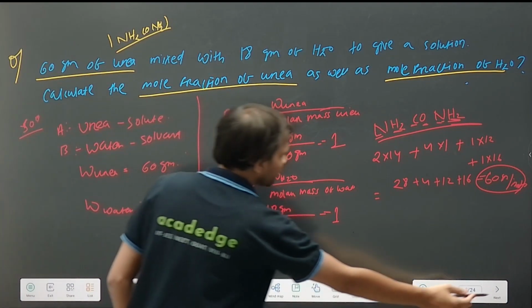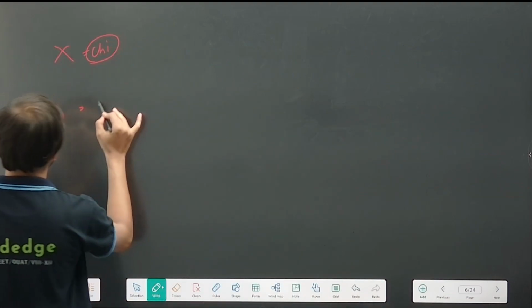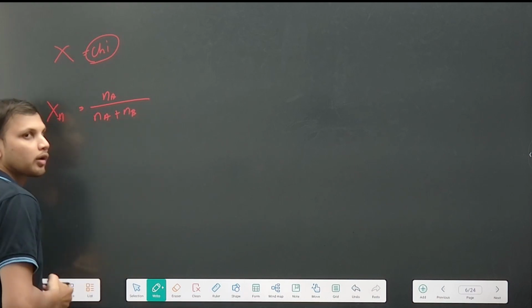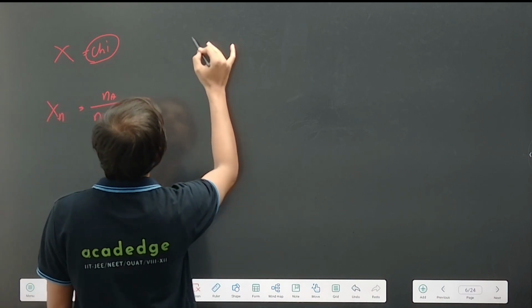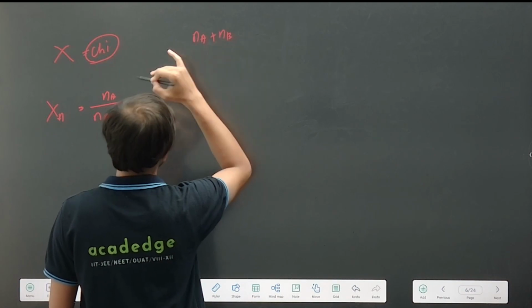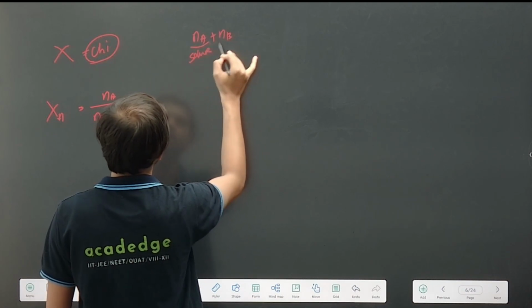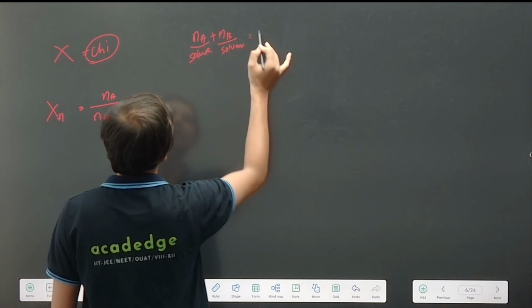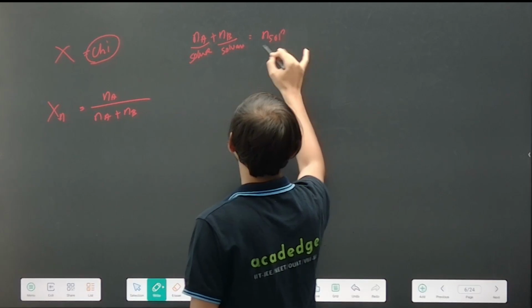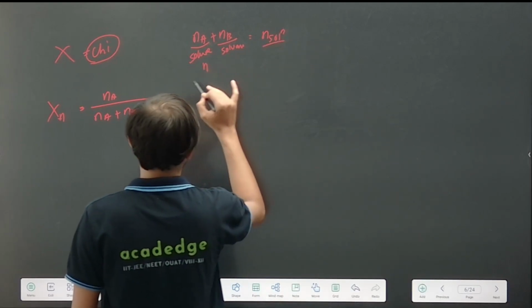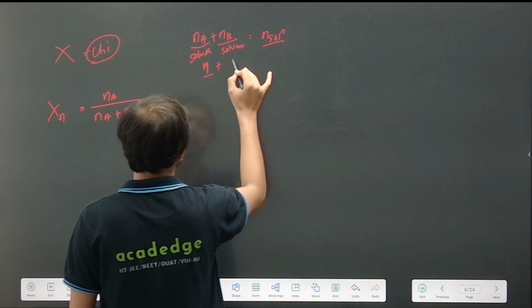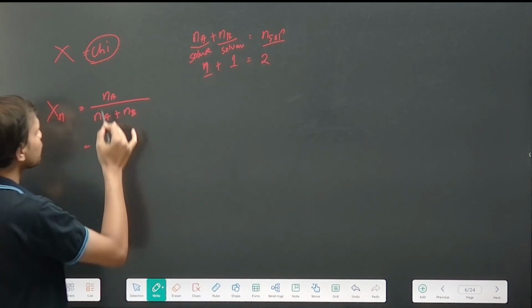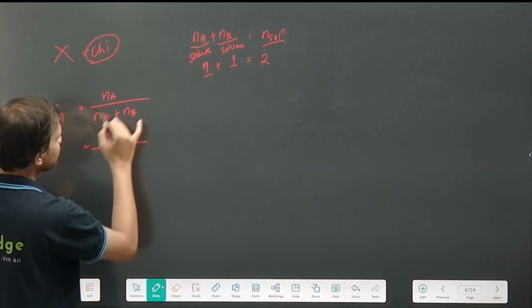So chi A will be equal to the number of moles of A by the total number of moles of the solution, because the mole conservation law will be applicable here. So the number of moles of A plus the number of moles of B, that is, the number of moles of solute added to the number of moles of solvent, gives the total number of moles of the solution, isn't it? So the number of moles of A I found is 1, plus the number of moles of solvent I found is 1, so the total number of moles of the solution will be 2. So I can write the number of moles of A, which is 1, by the total number of moles of the solution, which is 2.